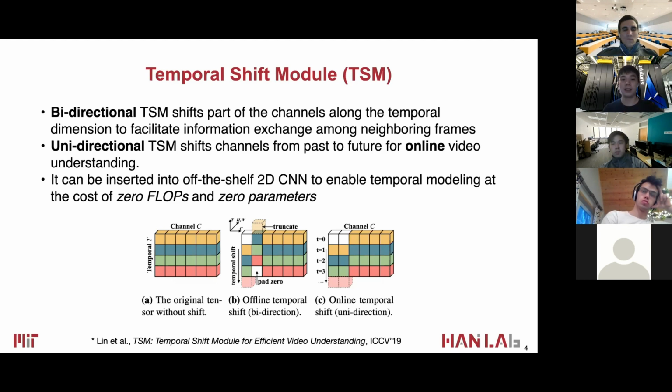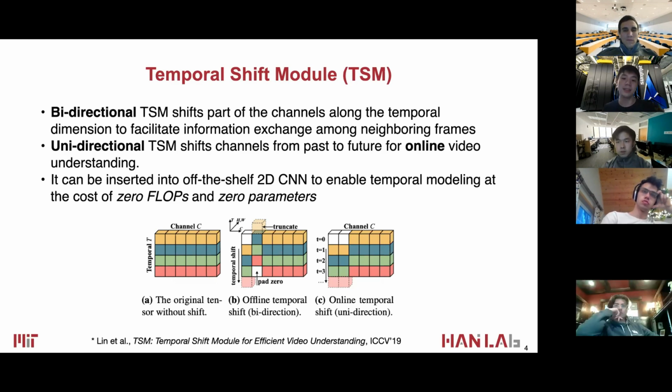Basically, this corresponds to applying a 2D CNN to each of the frames. As you can see, in each row, we only have 1 color, which means you only have the information from this frame because you are just using a 2D CNN. And what we do is shift parts of the channels along the temporal dimension bidirectionally, as we do in figure B.